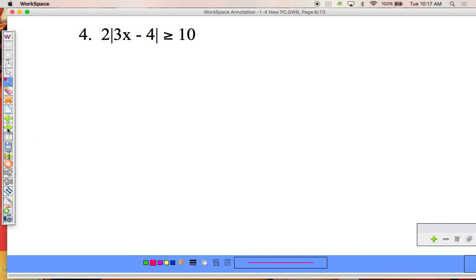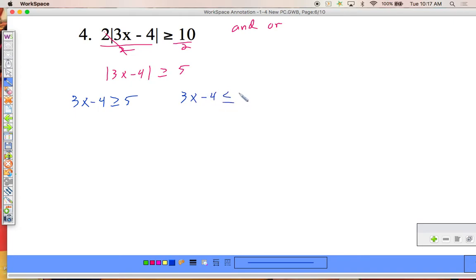All right, absolute value inequalities. This is either going to be an and statement or an or statement. So what I'm going to do first is divide both sides by 2. And then I'm going to solve this. With absolute value, we get 2 inequalities. 3x minus 4 is greater than or equal to 5. My second one is going to be 3x minus 4 is less than or equal to -5. We switch the inequality sign, and we switch the right side.